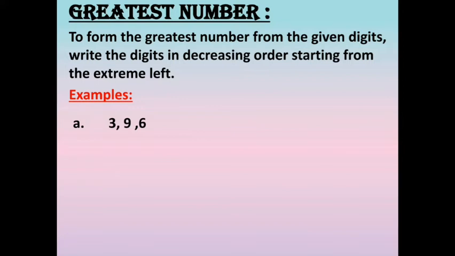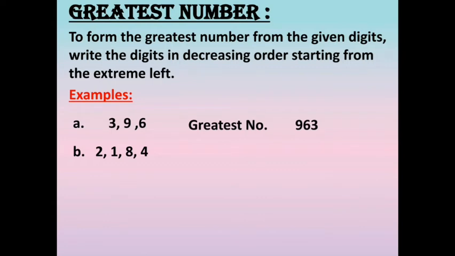First one, 3, 9 and 6. We have given 3, 9 and 6 digits. So which is the biggest digit? 9. Next 6 and next 3. So you will write 9 in hundreds place, 6 in tens place and 3 in ones place. So the greatest number is 963.